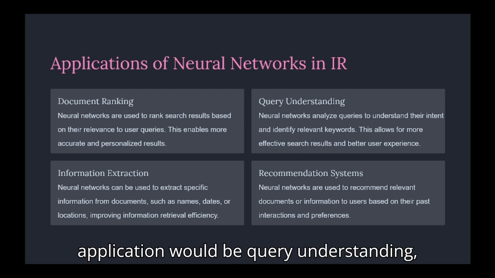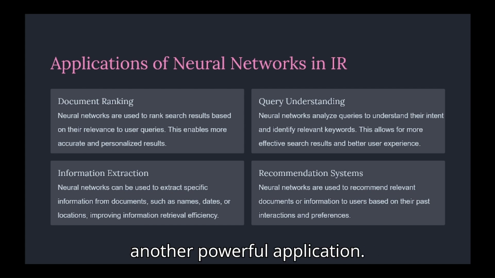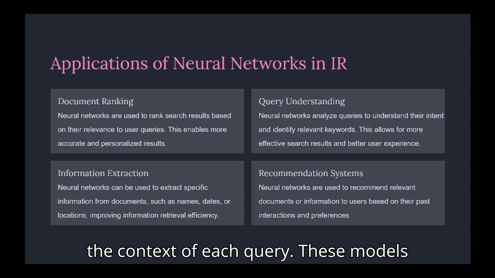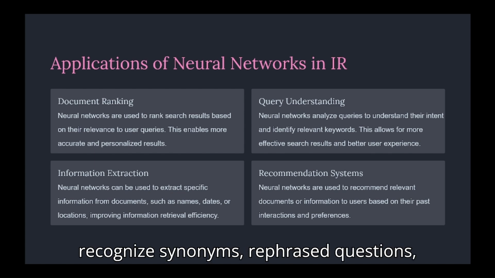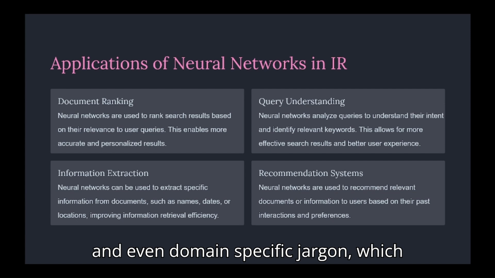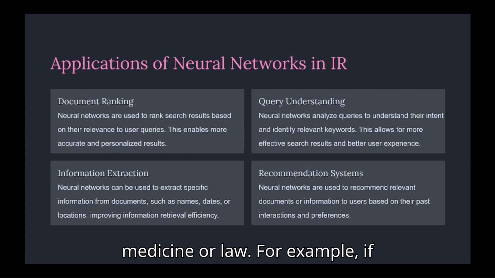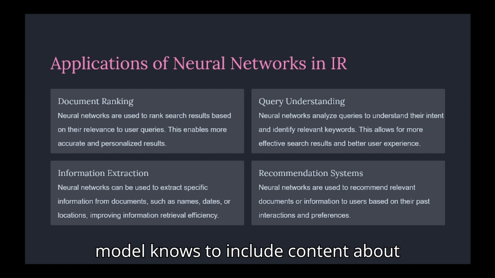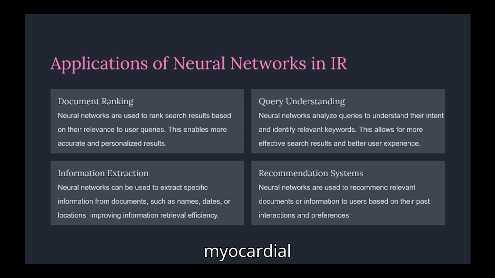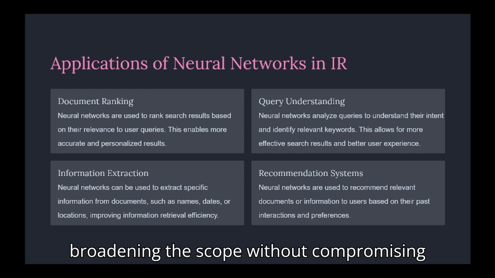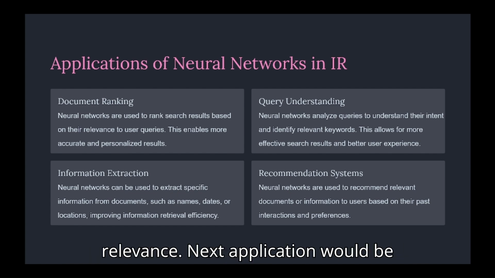The next application would be query understanding. Another powerful application. Neural models are excellent at interpreting user intent by considering the context of each query. These models recognize synonyms, rephrased questions, and even domain specific jargon, which is essential for specialized fields like medicine or law. For example, if someone searches for heart attack, the model knows to include content about myocardial infarction as well, enhancing the user experience by broadening the scope without compromising relevance.